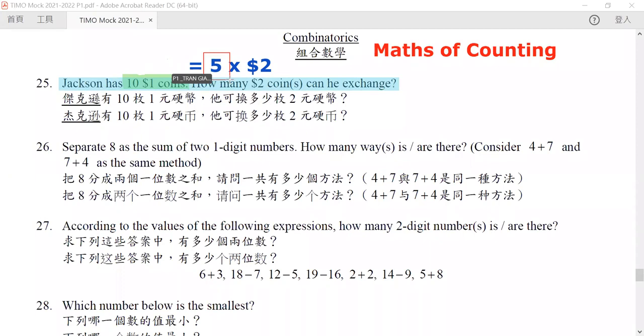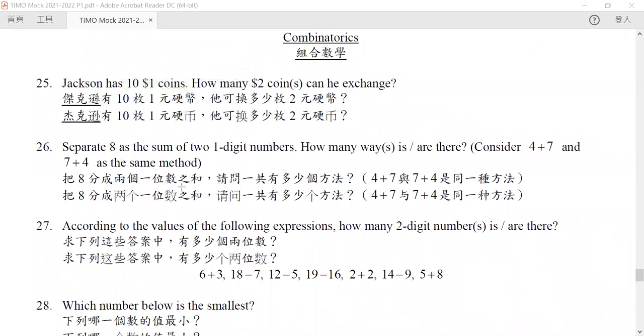Okay. So we just find the total value of the money that Jason has, and then we convert it into $2 coins because we have $10 in total. So we know that it can be converted into 5 $2 coins because 5 $2 coins is also $10 in total. Okay.